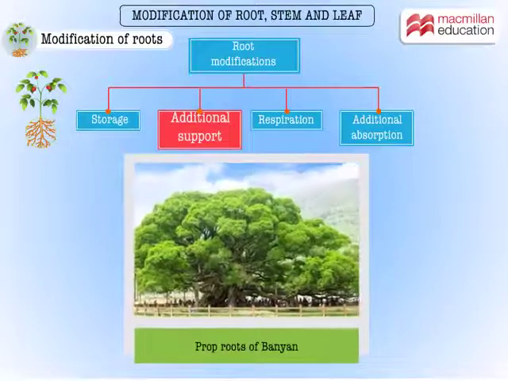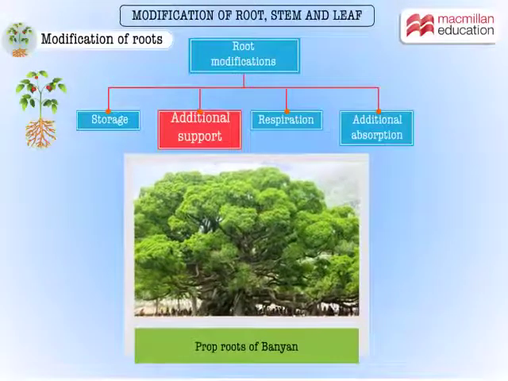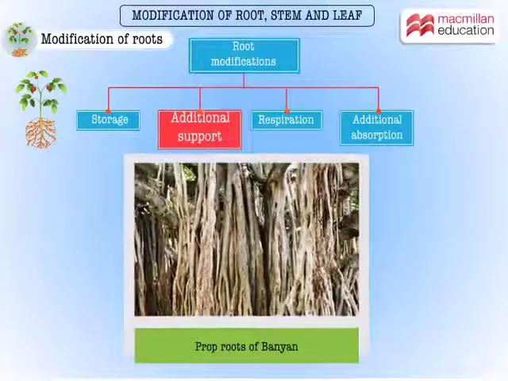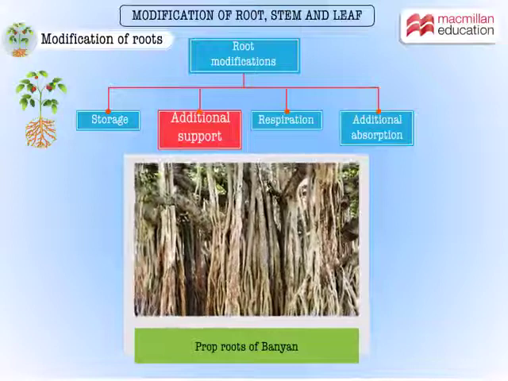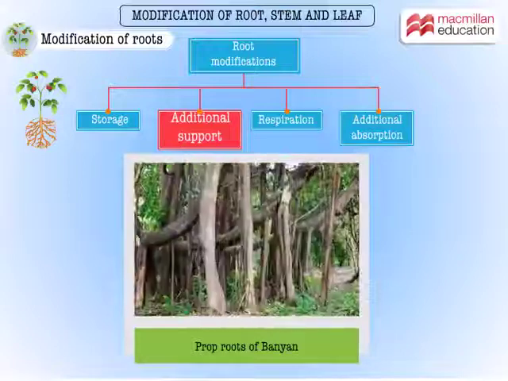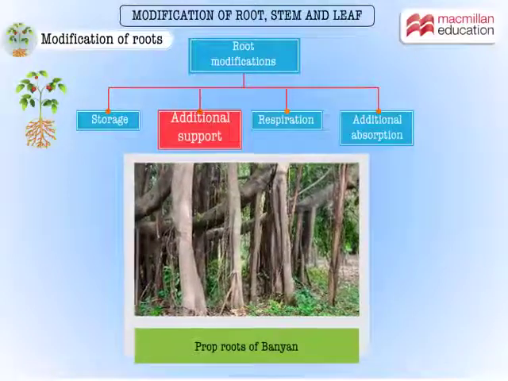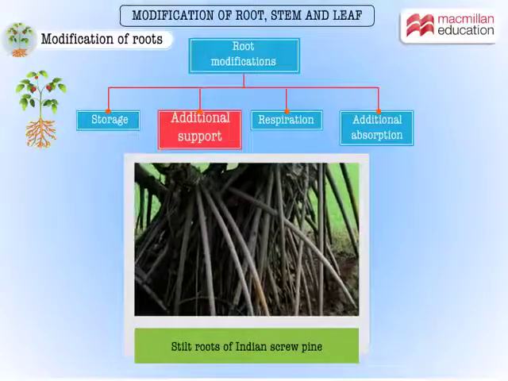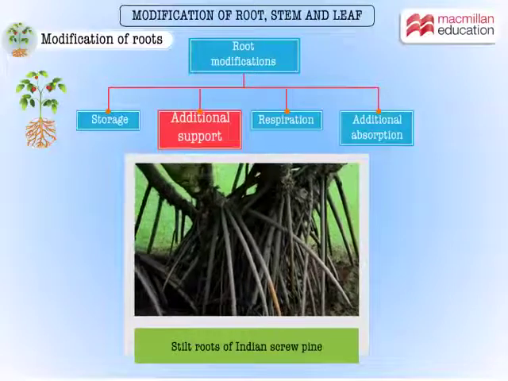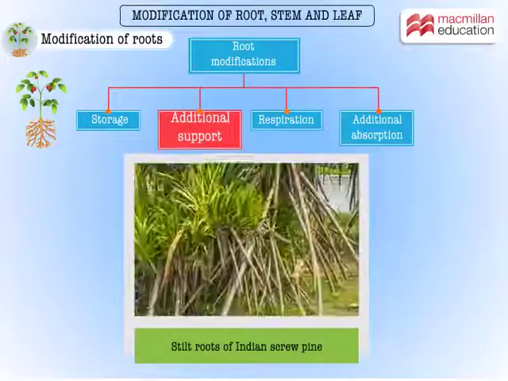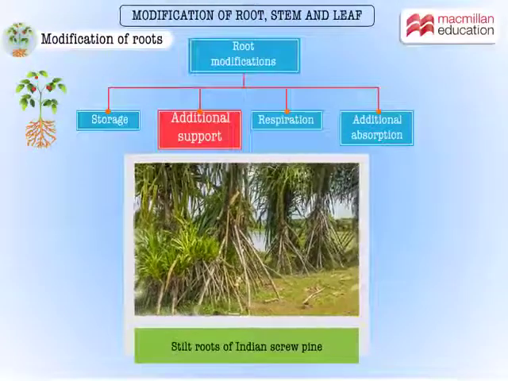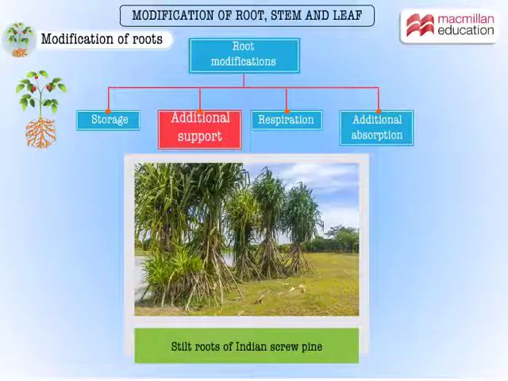Banyan tree has aerial roots hanging vertically from its branches, and when they reach the ground, they act like pillars, giving that additional support the hugely branched tree needs. These aerial roots are called prop roots. Indian screw pine or pandanus plant has stilt roots. The plant develops roots that grow obliquely downwards. These roots act like stilts, providing mechanical support to the plant.